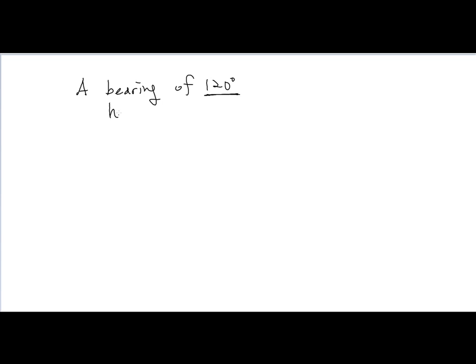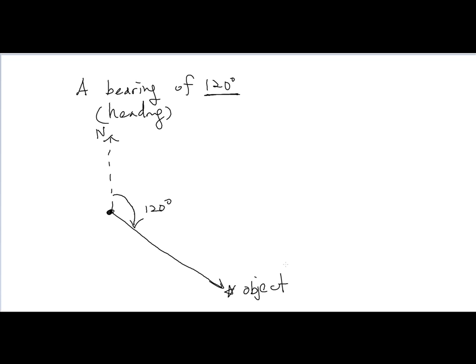or sometimes a heading, 120. You always start from directly north and you turn clockwise 120 degrees. So that will be 90 and 30 degrees more. And that's the bearing of 120 degrees. From the observer's point of view, the object over here has a bearing of 120 degrees.